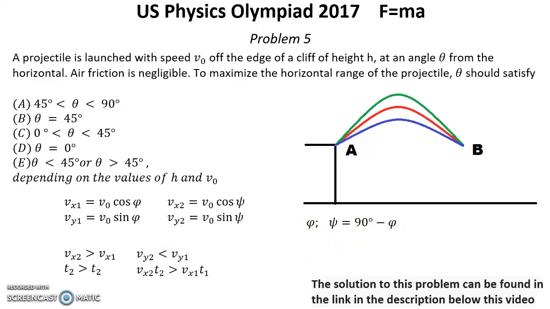So finally we have the distance covered by the blue object, Vx2 multiplied by t2, greater than the distance covered by the green object, which is Vx1 multiplied by t1. And this is the solution for problem 5, and the correct answer is C.